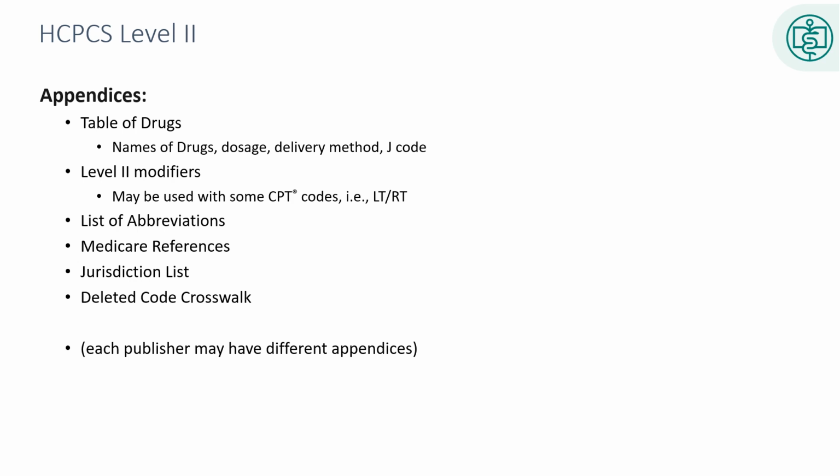There are appendices in the HCPCS book. We have already looked at Appendix A. Examples of other appendices typically include Level II HCPCS modifiers. The appendix includes modifier description, definition, explanation, and tips for usage. There are modifiers in this list that are billable with CPT codes as well as with the HCPCS codes. There are several other appendices in the HCPCS book. However, note that each publisher may have a different set of appendices.